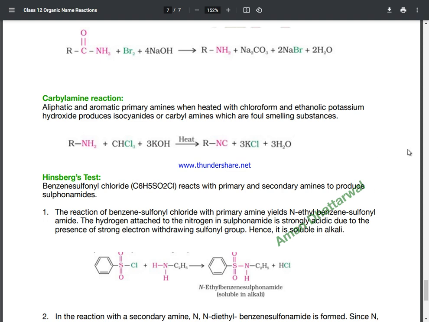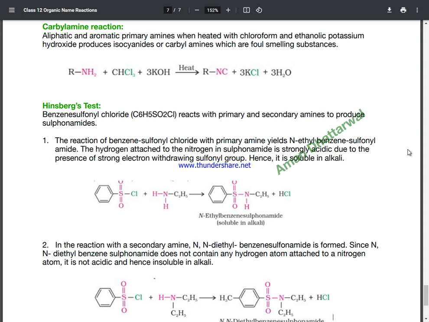Hinsberg test. Benzene sulfonyl chloride reacts with primary and secondary amines to produce sulfonamides. The reaction of benzene sulfonyl chloride with a primary amine yields N-ethyl benzene sulfonamide. The hydrogen attached to the nitrogen in the sulfonamide is strongly acidic due to the presence of a strong electron withdrawing sulfonyl group. Hence, it is soluble in alkali.